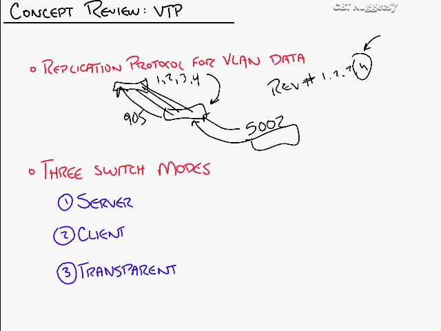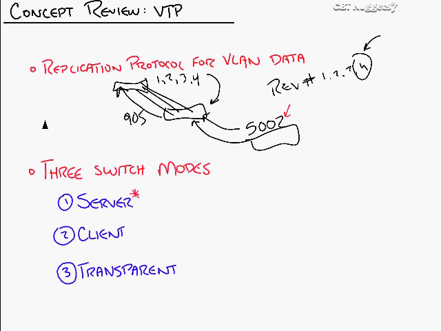Now, there's 3 modes that a switch can be in for the VLAN trunking protocol: server, client, and transparent. Now, the reason it's so dangerous is every switch is a server when you first pull it out of a box. And a server can create, delete, modify, do anything to the VLANs and replicate those to other servers or other switches in the network. If they're all servers, it's just going to go by the revision number. The biggest one wins.